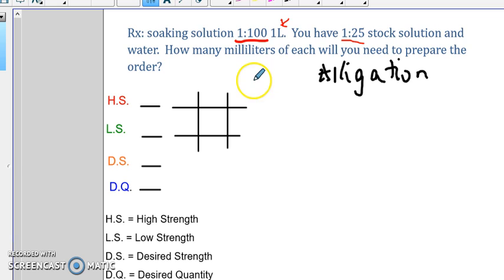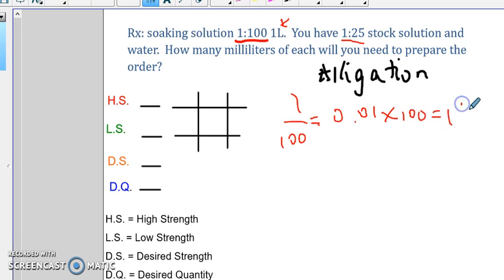So we have 1 to 100, which is the same as 1 to 100. 1 divided by 100 is simply 0.01. Now, because we need to convert this to percent, now remember percent means per 100, we need to multiply this by 100, and this gives us 1%. Now, the other one is 1 over 25. 1 over 25 is equal to 0.04. Again, because we're multiplying times 100 to give us the percent, this will now equal 4%.